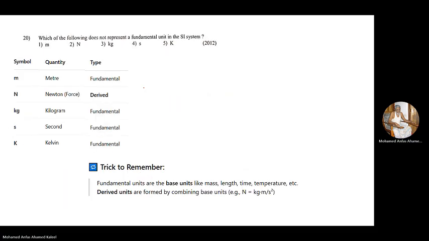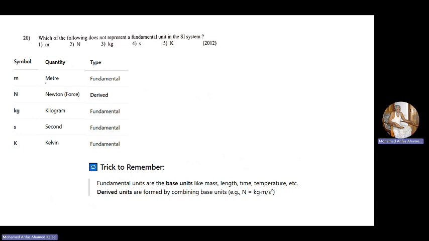Okay. The question number 20. Which of the following does not represent a fundamental unit in the SI system? It's a question from the 2012 past paper.